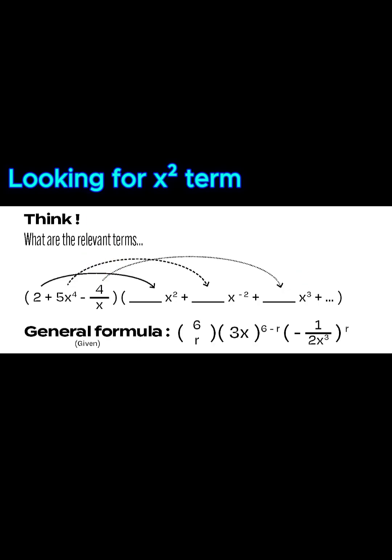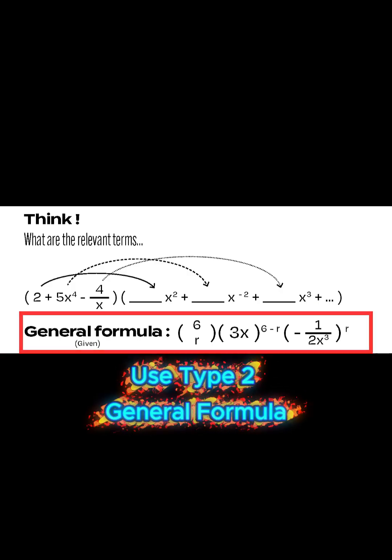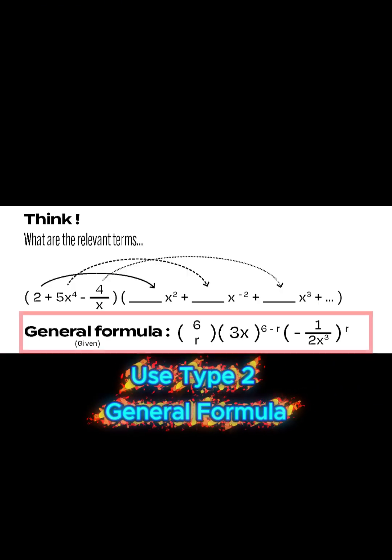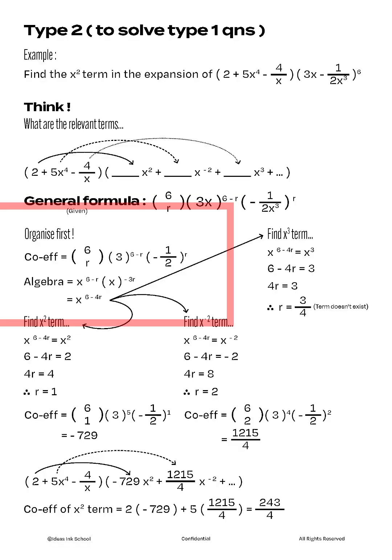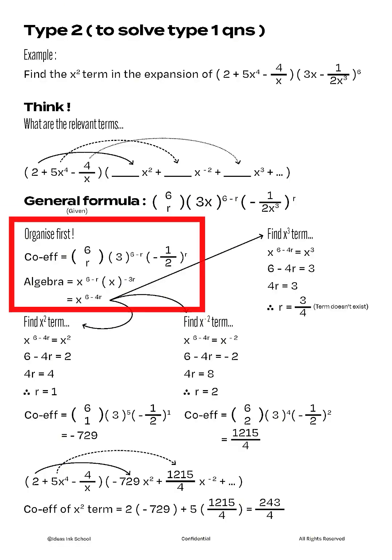We need to look out for these three unknown terms. We need to find an x squared term, an x to the power minus 2 term, and an x cubed term. Because we are trying to find specific terms, type 2, the general formula, is going to aid us. I'll fast forward the process. I've already input the general formula on the page for you, and I've already filled in the n, the a, and the b, so you'll see the general formula listed on the page.